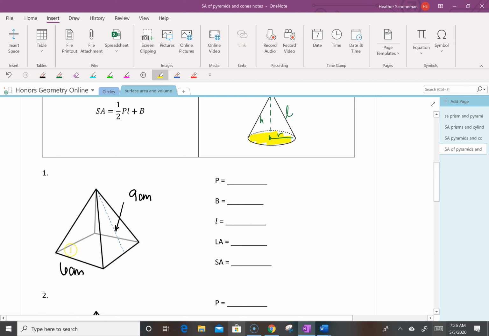Okay, let's see if we can figure this out. So on number 1, here is our base. So the perimeter of the base, it's a square. We have to add up all the sides. So 6 plus 6 plus 6 plus 6. Remember, you could have done 6 times 4 as well. So you get 24 centimeters.